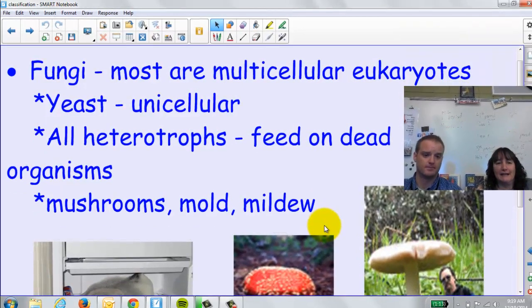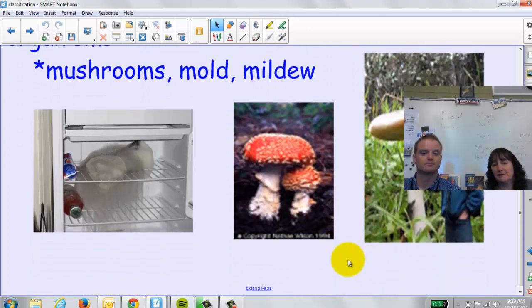Then there's fungi, and they have their own kingdom now. They used to be lumped in with plants. Most of these are multicellular eukaryotes, so they do have a nucleus. Yeast is one of the most common unicellular ones, and we need those for making bread. These are all heterotrophs. They feed on dead organisms. They include things like mushrooms, mold, and mildew. If you leave stuff in the fridge too long, it starts growing that stuff on it.